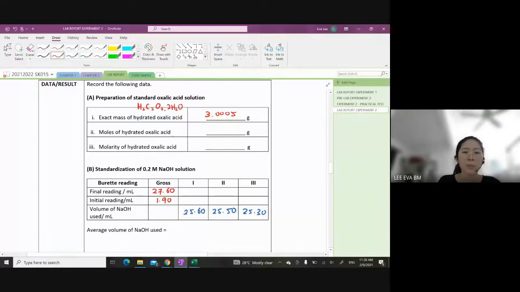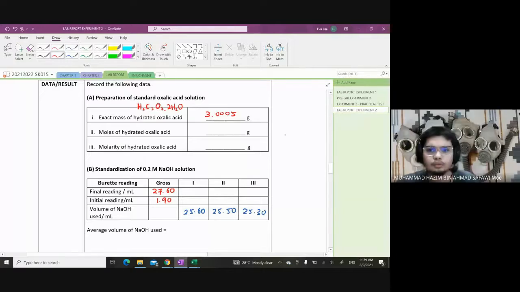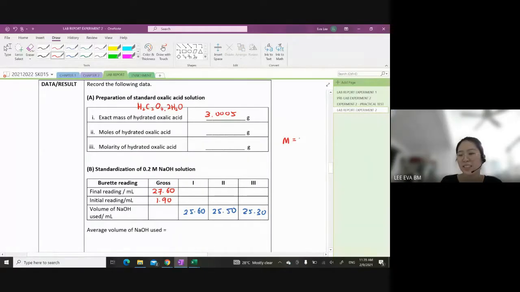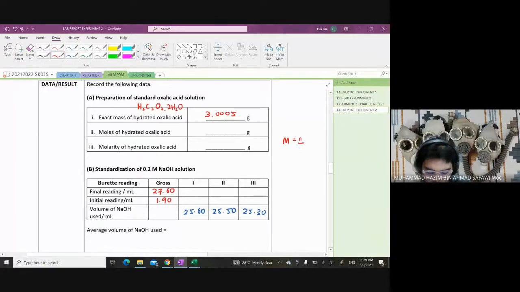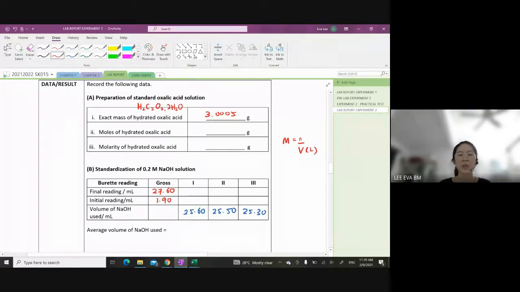So after you get the mole of oxalic acid, we need to calculate the molarity of your hydrated oxalic acid. How do we get the molarity once we have the mole? Any idea? Mole over volume. Yes. Is the volume the 250 or the original 30? Where is the original 30 from? Because here, the last result, isn't it? The 250 milliliter. The 30 is approximate, that one only helps you to dissolve the oxalic acid. But how much did we prepare? In the volumetric flask, how much did we prepare?